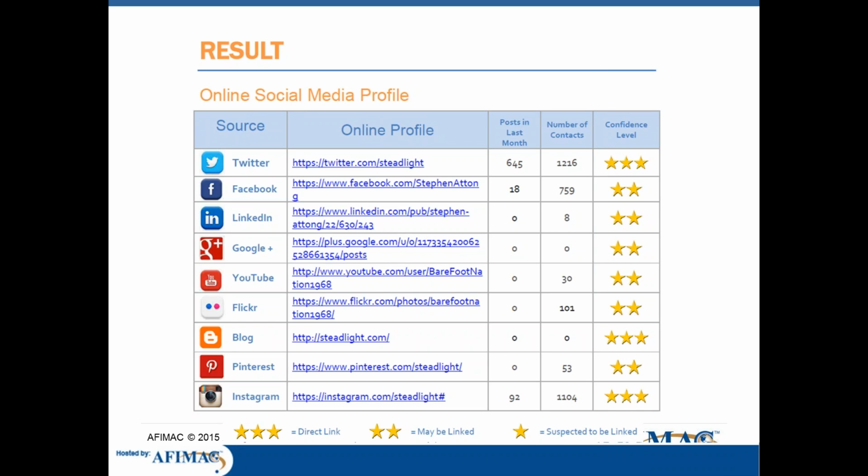If you have a look down the very bottom with Instagram, you can see that that's got some pretty good activity as well. So we've got 92 posts just last month with 1,100 contacts. In the middle, what we see is there's not much activity when we're looking at, say, LinkedIn, YouTube, blog, or Pinterest. So from an investigation standpoint, it's a pretty good tool, because we can look at social media surveillance, and if we were to do that, we'd probably target Twitter and Instagram, because we can see that that's where most of the activity is, and that's where a high number of contacts are.